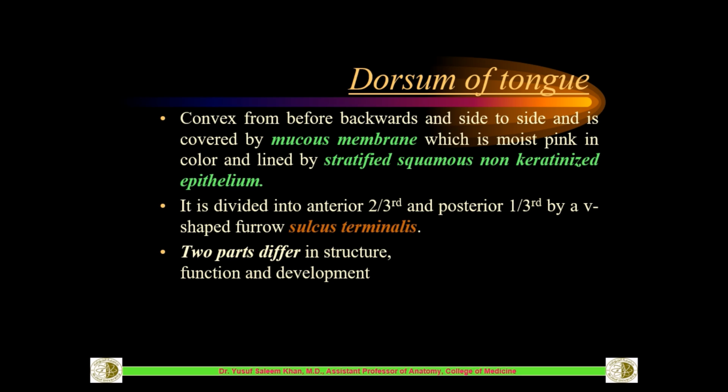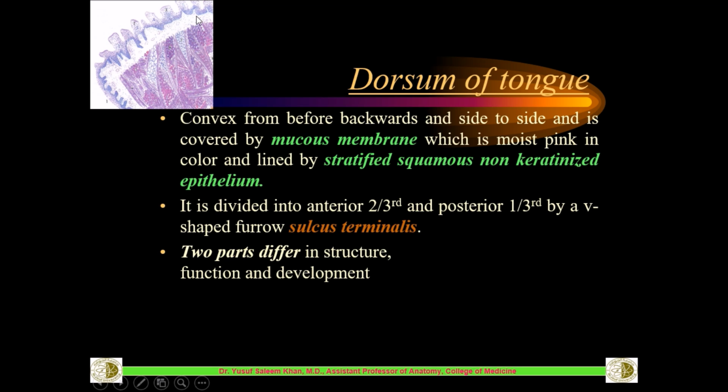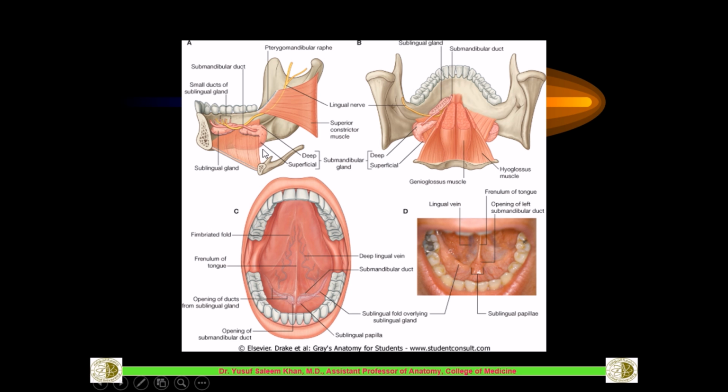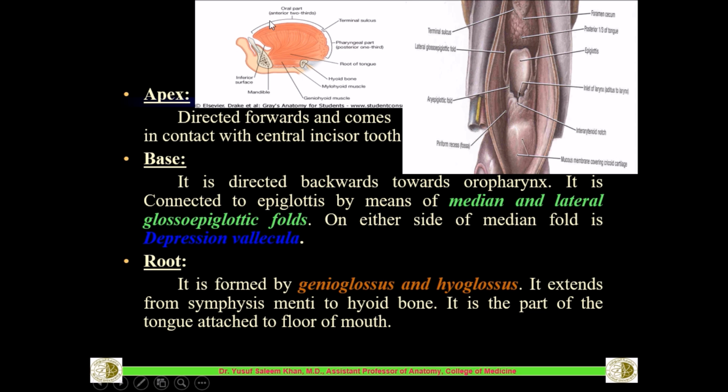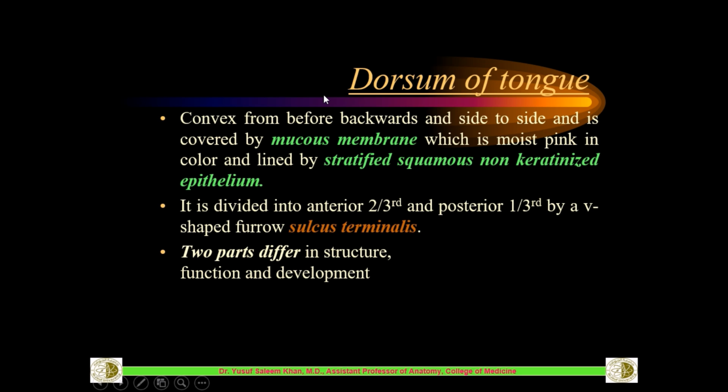Coming to the dorsum of the tongue. The dorsum of the tongue is the superior surface of the tongue. It is convex from before backwards, so it is totally convex. You can see here in the picture where it is convex, right? It is convex from before backwards and side to side also, and is covered by the mucous membrane, which is moist, pink in color and lined by stratified squamous non-keratinized epithelium.